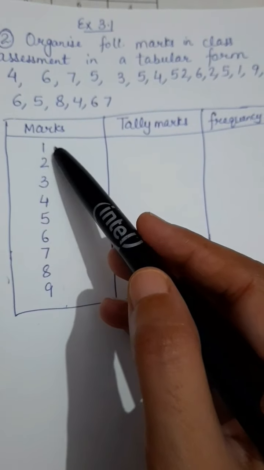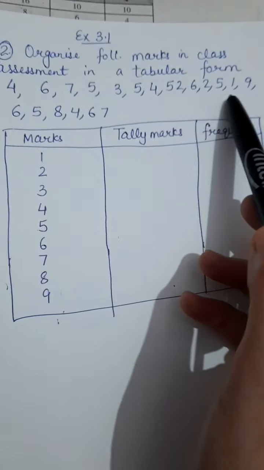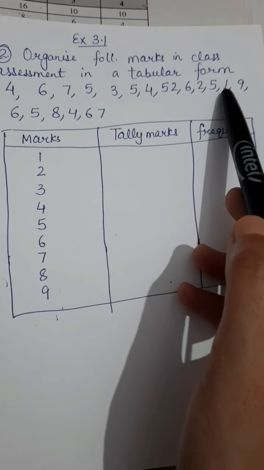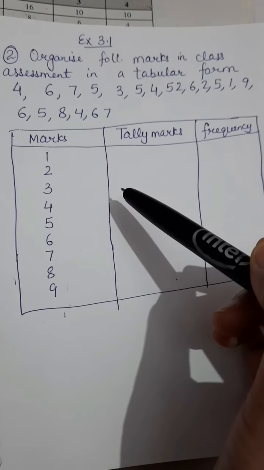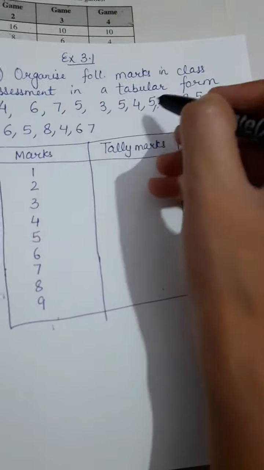Now in marks I have written 1, 2, 3 up to 9. Why? Because you can see these marks are starting from 1, because the lowest mark is 1 and the highest mark is 9. So all students are getting marks from 1 to 9. That's why I have written like this.